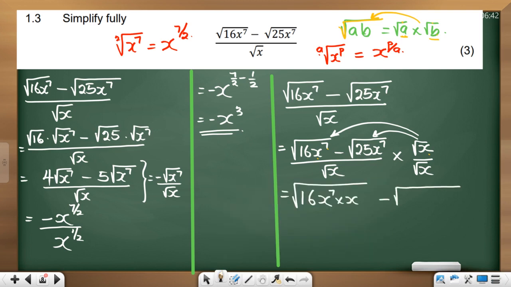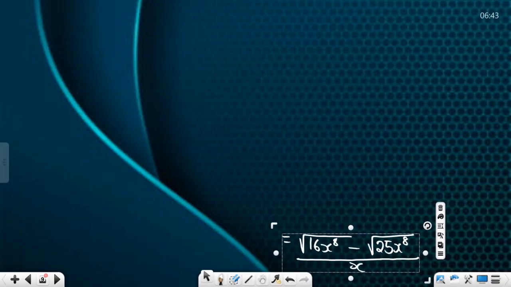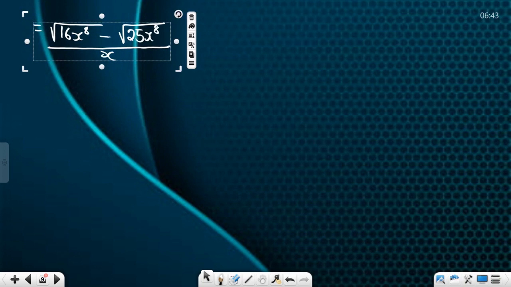The same thing would happen here. 25 x to the power 7 times x over... Now, the same thing would happen here. Okay, but we know that root of x times root of x should give me x. Look at what I'm going to have. I would have square root of 16x to the power 8 minus 25x to the power 8 over x. Interesting. Very, very interesting. Let's get a fresh page quickly and move to nature of roots after this. So this is what we have.